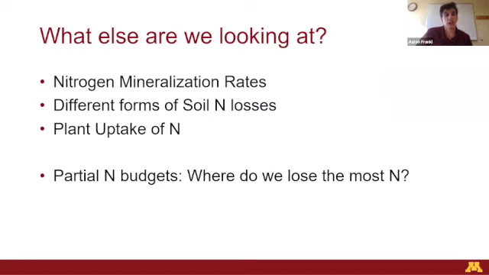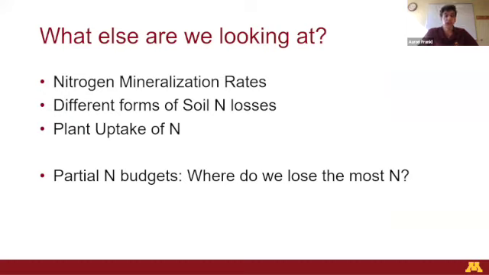And so what else are we looking at? We didn't share everything about nitrogen today, but one thing we're also looking at is mineralization rates. What is the impact of drainage systems on mineralization rates, and how is that going to impact our thinking about our nutrient application? And also, what are different forms of soil nitrogen losses?